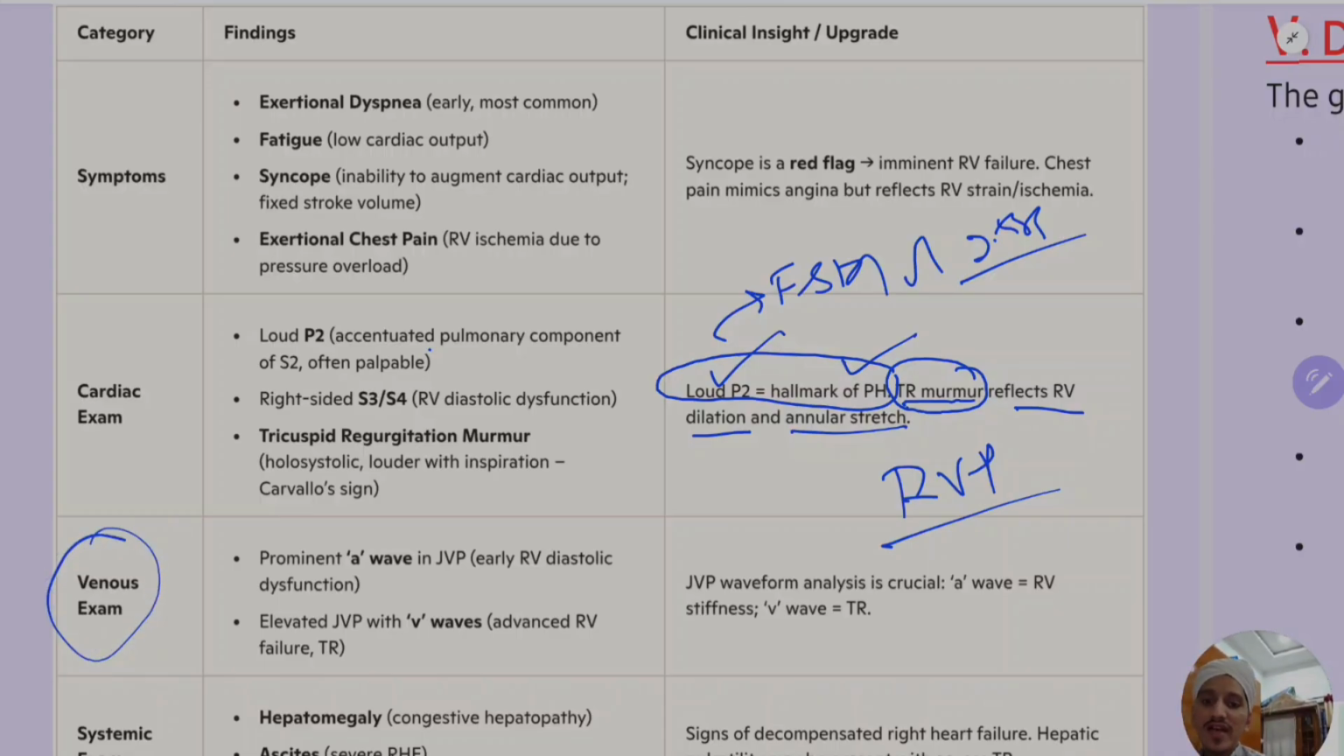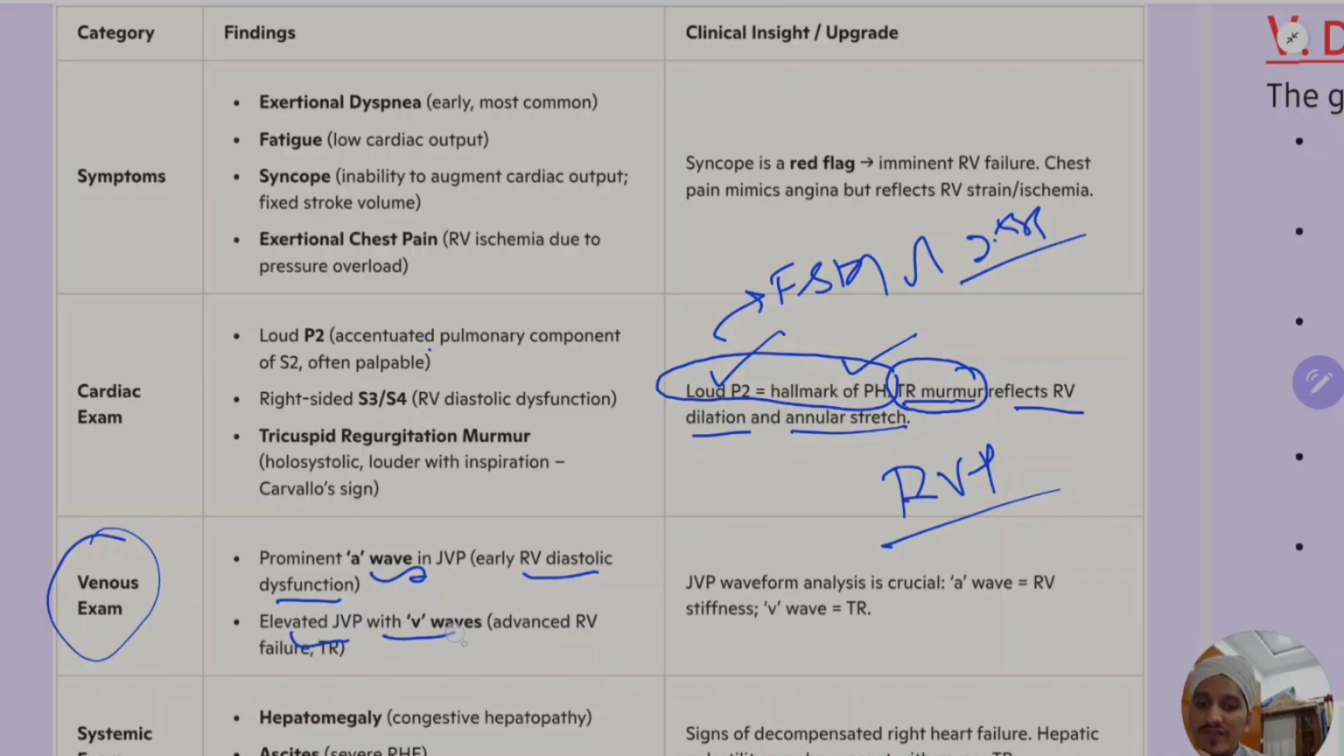Venous examination: when you examine JVP, there is a prominent A wave when the patient has right ventricular diastolic dysfunction. Diastolic dysfunction is nothing but the ventricle is not able to fill properly because it has become stiff. Okay, that is diastolic dysfunction. So you will have prominent A waves in JVP.